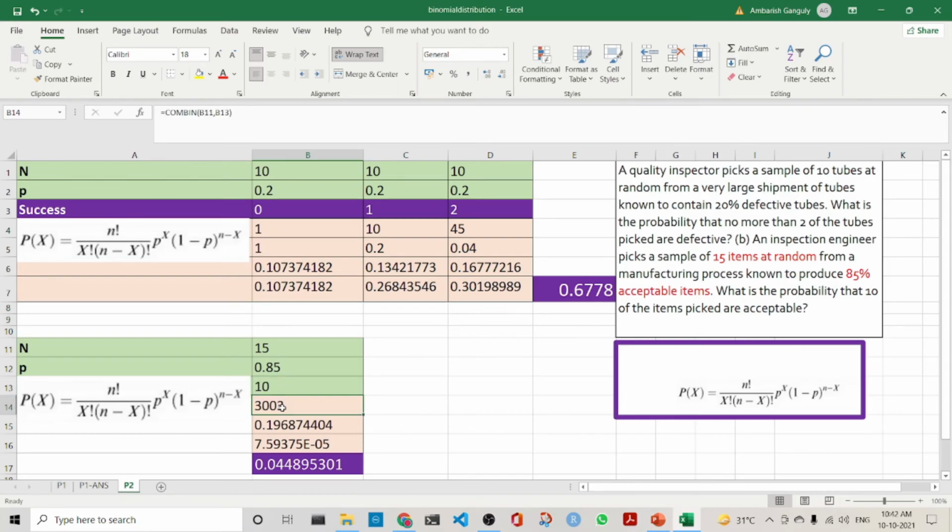So here it is again n choose x. So this is the first term. The second term, p to the power x, is 0.85 to the power 10, and then 1 minus p to the power n minus x. Then we multiply them together.